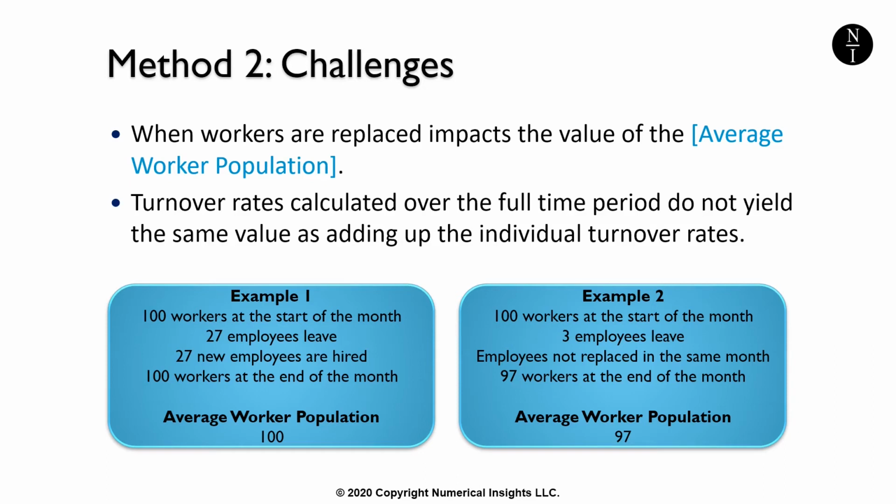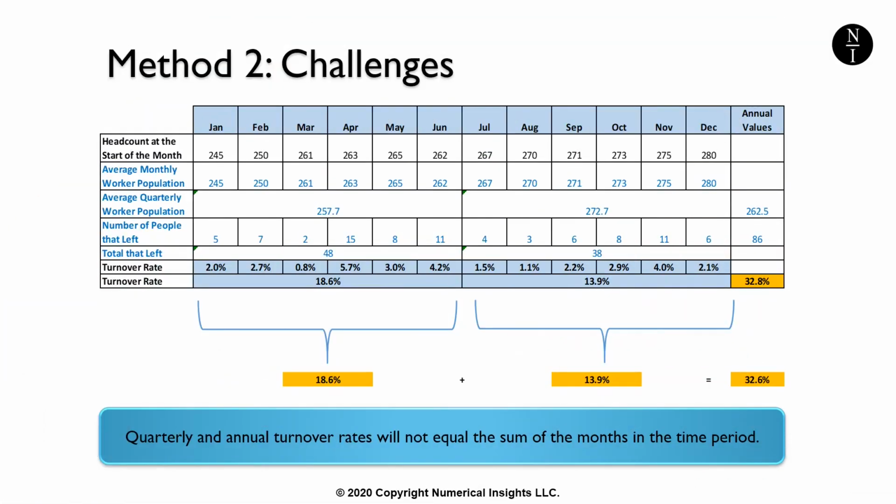of each month, then the average population in the denominator would be 100. If the company had 3 people leave each month and did not replace them in the same month, then the average worker population in the denominator would be 97. Finally, like Method 1, this approach will not yield the same numeric value for an annual calculation as summing the 12 individual monthly calculations. You'll be back in a situation of explaining to finance and operations leaders why adding up the months does not equal the year.